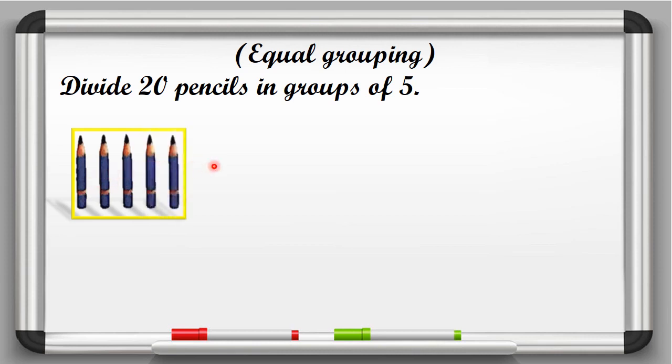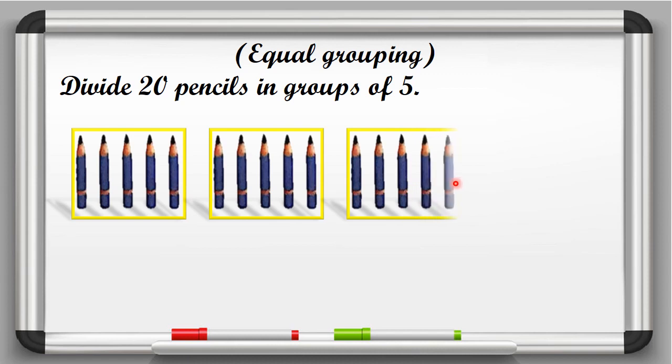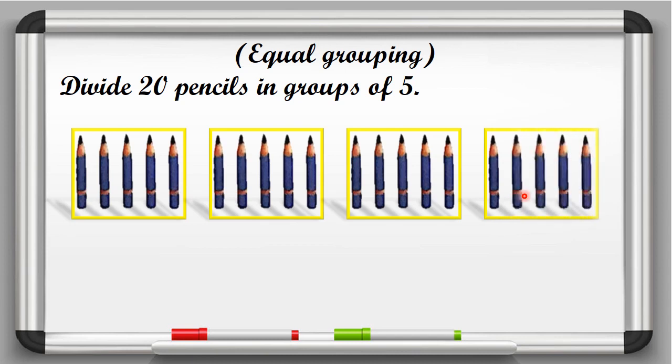Now we have to make one another group of 5 pencils. So how many pencils we have used in both the groups? 5 plus 5, 10. Now we can make one another group. 1, 2, 3, 4, 5. So now 5 plus 5, 10, 10 plus 5, 15 pencils we have used and we can make one more group. Okay, so here we have another group of 5 pencils.